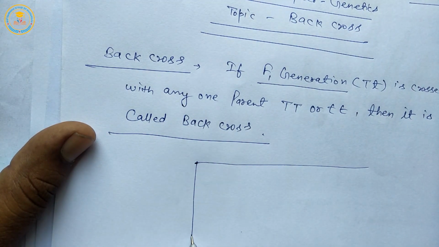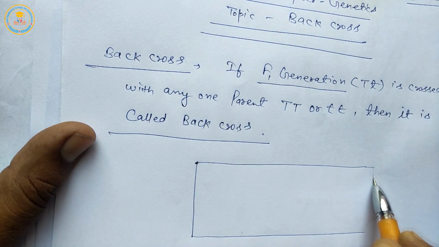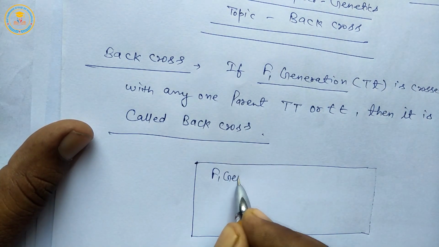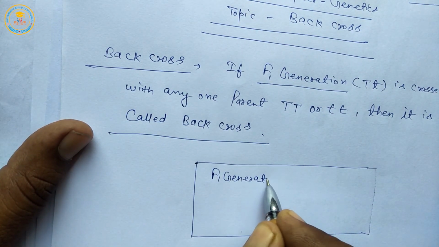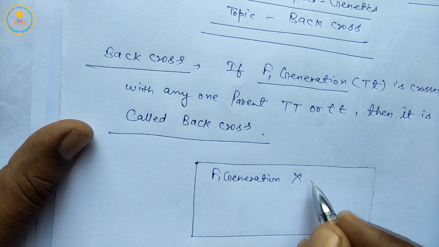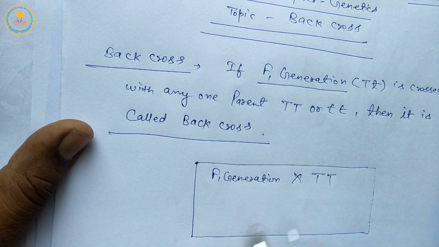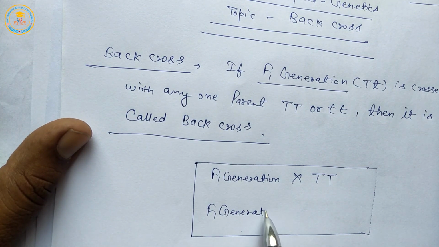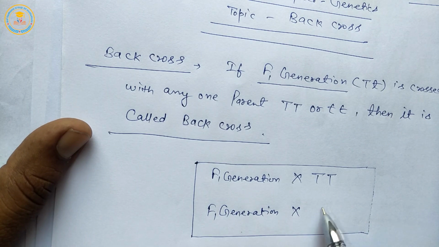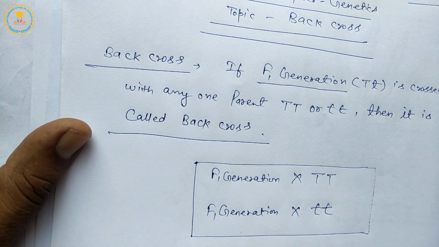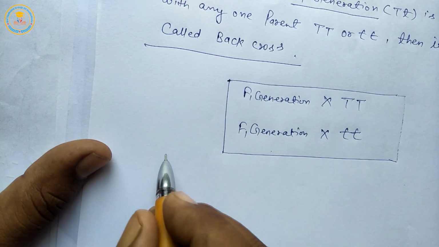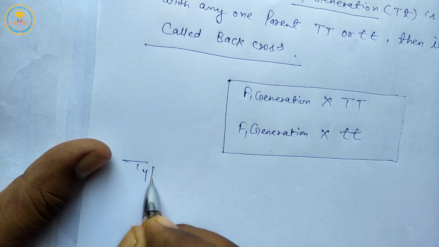So a linear figure of back cross is: F1 generation cross with dominant homozygous, and another is F1 generation cross with recessive homozygous.